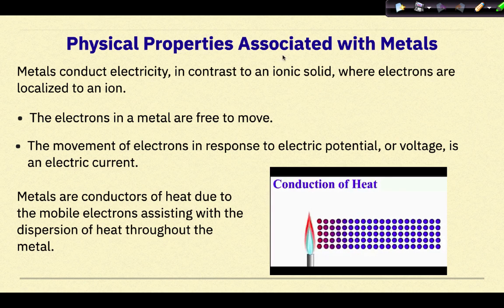Physical properties associated with metals. Metals conduct electricity, in contrast to an ionic solid, where electrons are localized or fixed to an ion. The electrons in a metal are free to move. The movement of electrons in response to electric potential or voltage is an electric current. Metals are conductors of heat due to the mobile electrons assisting with the dispersion of heat throughout the metal.